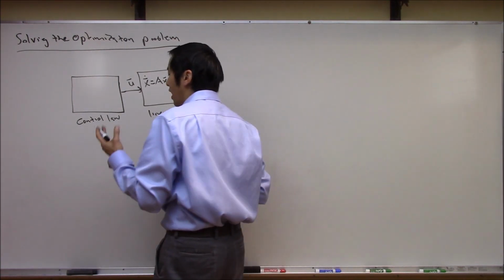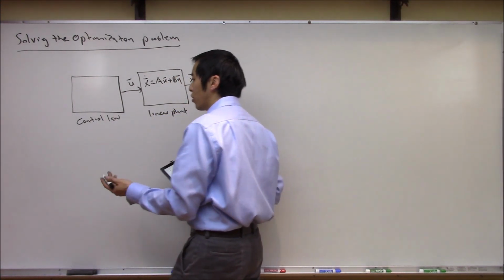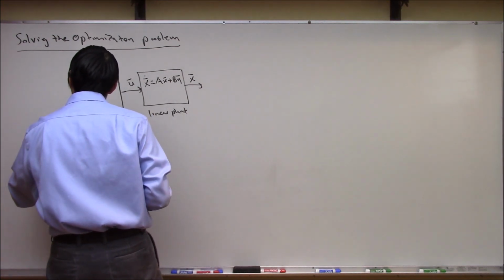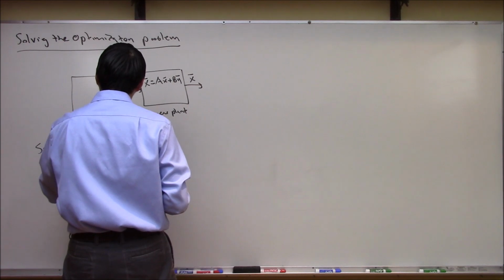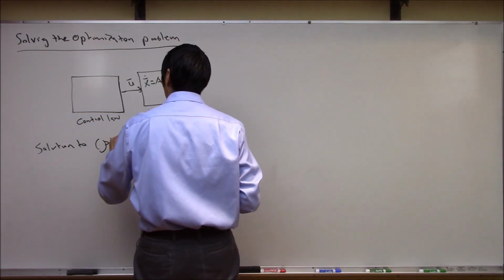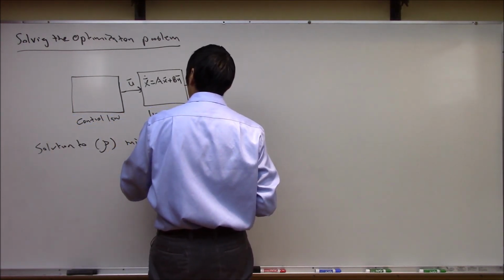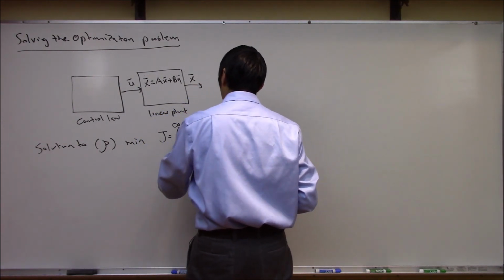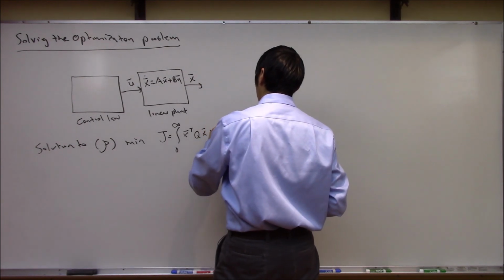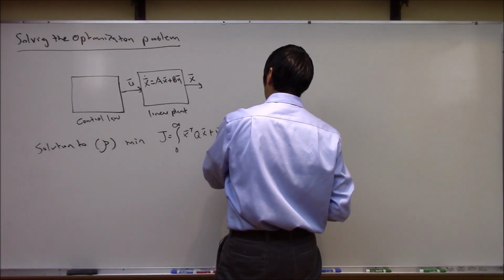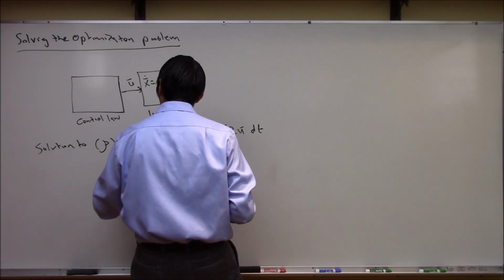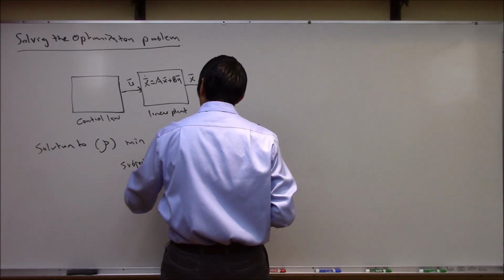So it turns out that the solution to our optimization problem, which we said earlier was to minimize this cost function, the integral from 0 to infinity of x transpose Qx plus u transpose Ru dt, subject to these dynamics.